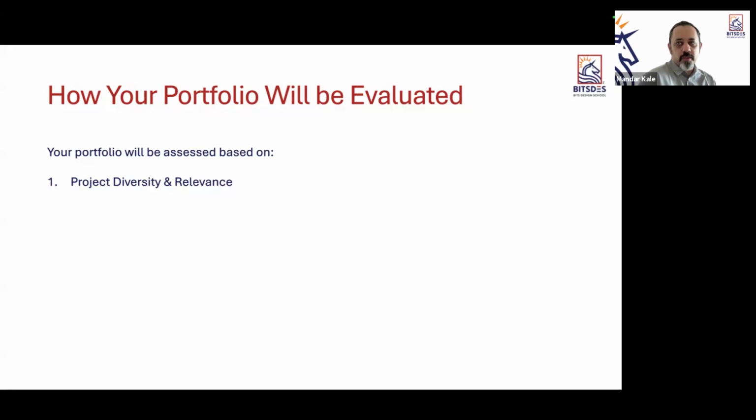Absolutely. So when we say your portfolio will be assessed based on, again, it's not a rubric, it's not a 1:1. It's not, okay, if you do this, this happens. So don't take it as a template. But these are the lenses through which your portfolio is being viewed.